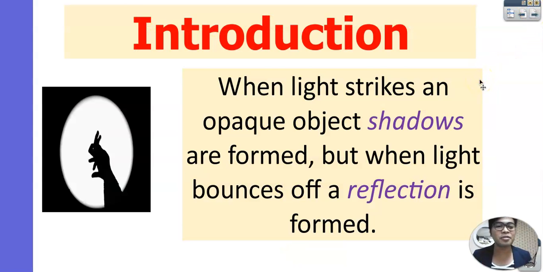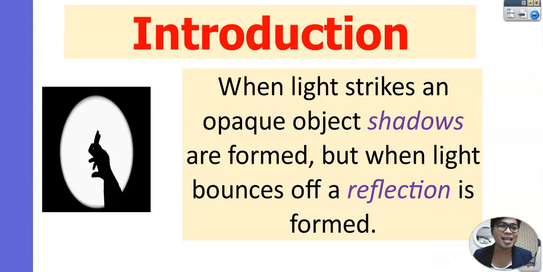So let's review one of the concepts that we learned last time about the formation of shadows. When light strikes, it travels in a straight line. So how does a shadow form? A shadow forms when light strikes an opaque object, and of course the shadow will be formed right over there, and I think you do that a lot when you want to play with your shadow. However, when the light bounces off, I want you to take a look at this word right over here, bounce, a reflection tends to form.